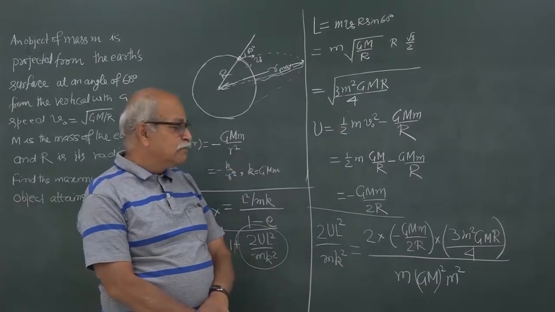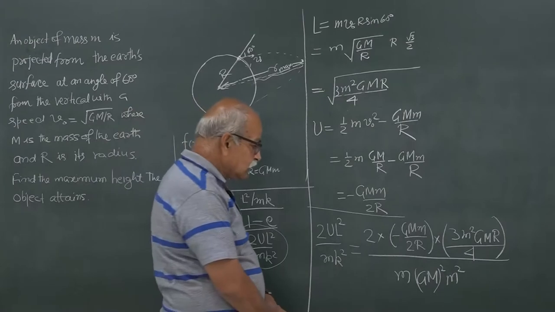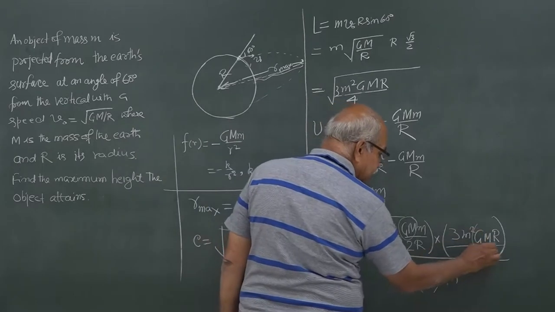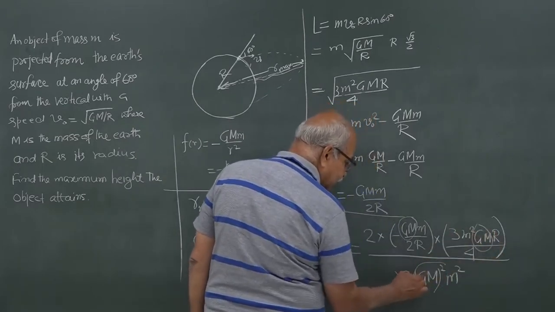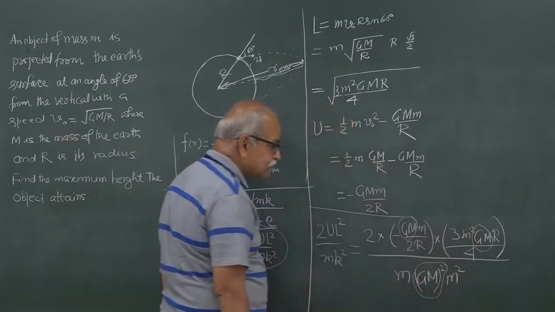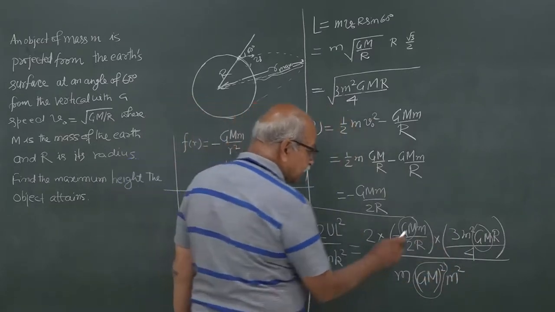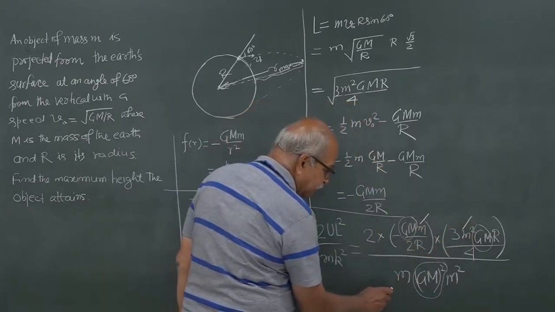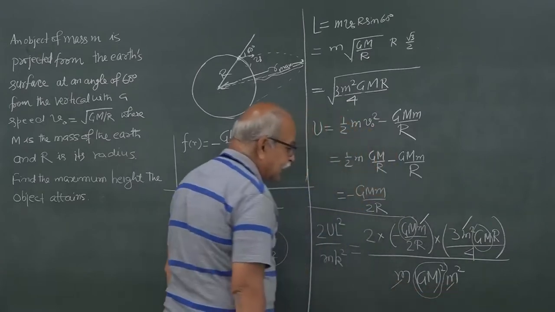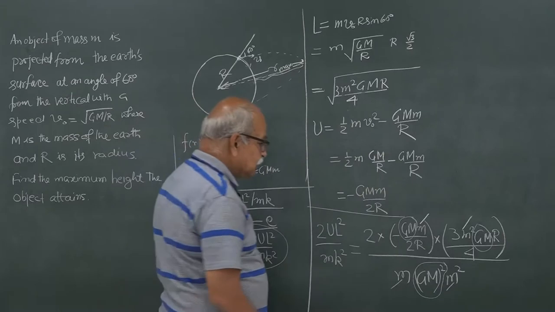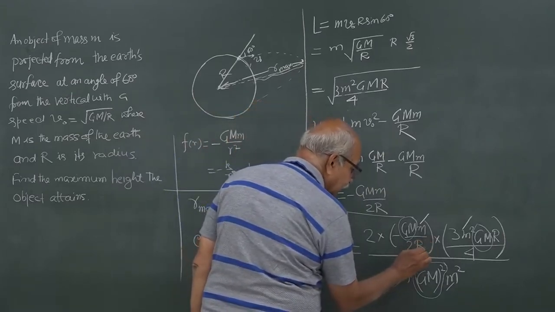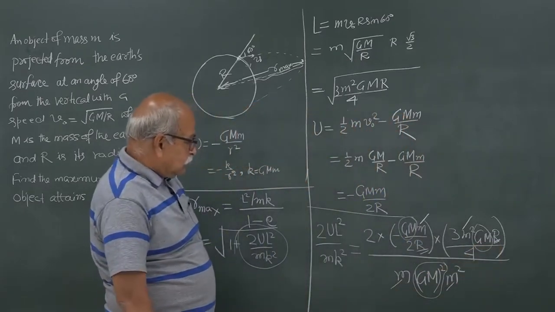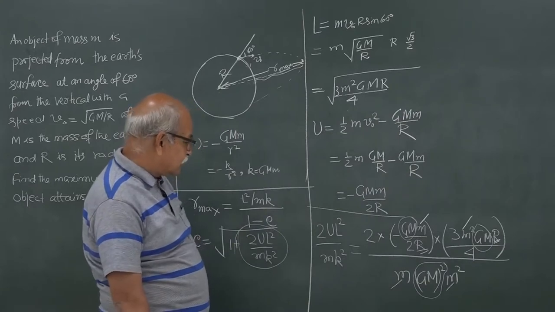And now see what simplification can be done. So you have GM here, you have GM here, and you have GM squared here. So they cancel out, right? Then you have m here, you have m squared here, that is m cubed, and you have m here and m squared here, they cancel out, m cubed cancels out. You have this R here, this R here, this R here, that cancels out. So what is left? Only the numbers, only the numbers.